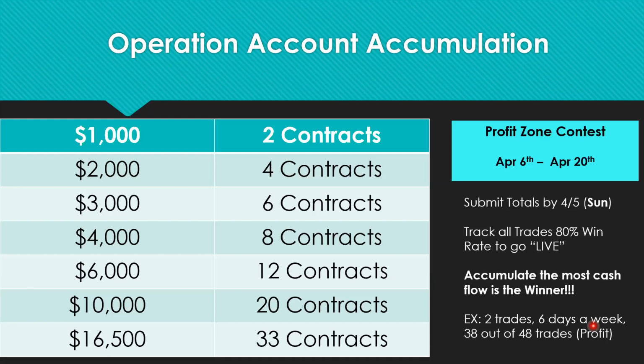If you have $2,000 in your account, then you can trade 4 contracts. So you can start with $1,000, grow your account, and when it gets to $2,000, you can increase your contracts. You could trade 3 contracts, you could trade 4 contracts. When your account balance has $3,000 in it, you can trade up to 6 contracts at a time. If your trade account has $4,000, 8 contracts. And as you can see, if you want to trade 33 contracts at one time, where you're making $425 per tick, you're going to need $16,500 in your trade account.